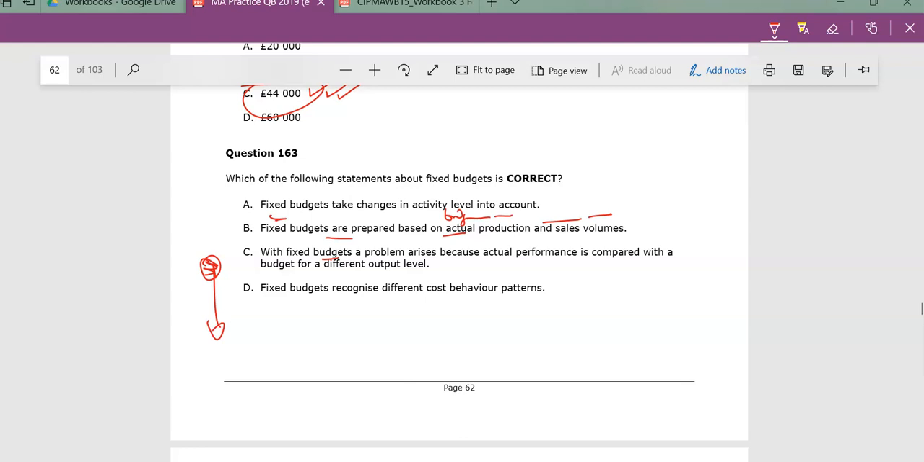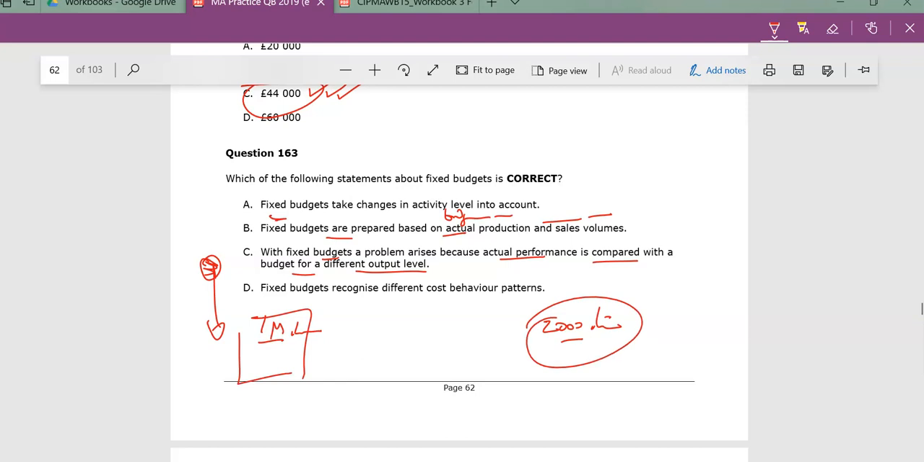With fixed budgets, a problem arises because actual performance is compared with a budget from a different output level. Exactly. So you might have set a budget of 1 million items, but actually you only sold 2,000 items. So your fixed budget is based on 1 million items. If we really want to do variance analysis, we cannot be comparing the input costs that have gone into making 200 with the input costs that would have been expected of 1 million items. So we need to change this or flex it to arrive at something comparable as to what the standard inputs would have been. So the answer here is C.